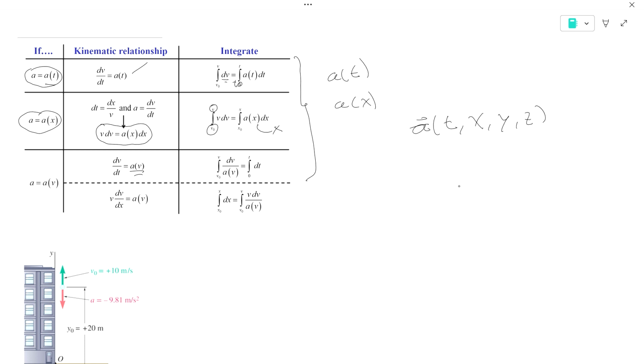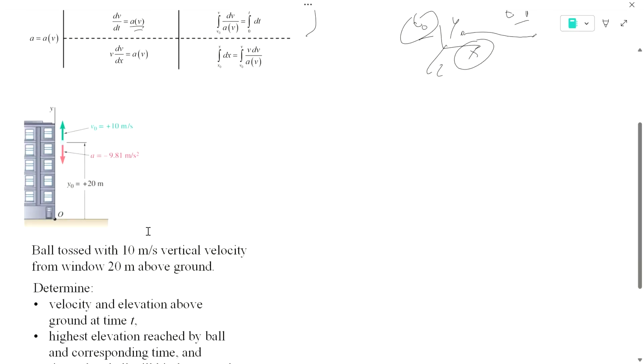Right? So at one point, we talked about this already, at time 0 there is going to be a location, and at time 1 there is going to be a different location, and then that path could be found as a function of time or as a function of space. All right, so let's look at an example right here.